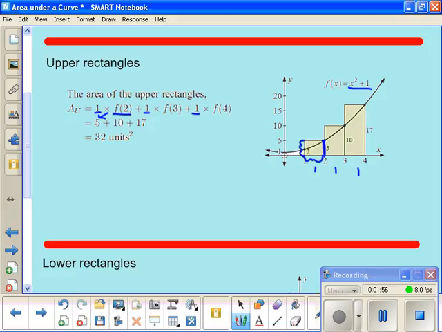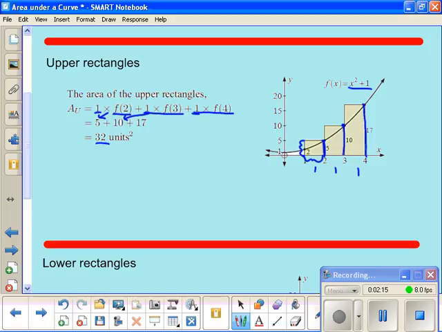The next one is 1 times the height. When I put 3 into the function, I get 10. So this is really 1 times 10, which is 10. And the last one is 1 times 17. Okay? And that's what this represents, 1 times 17, which is 17. We add them all together, you get 32.